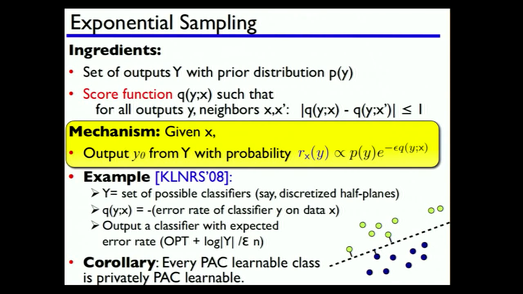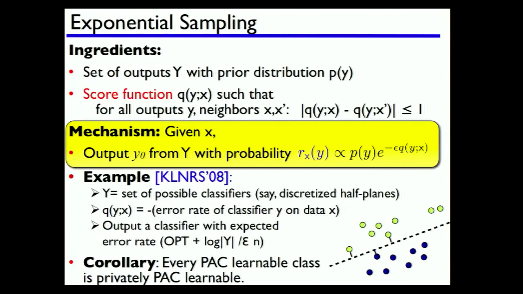And as long as I have any score function such that for neighboring data sets x and x prime, the difference in scores is at most 1. Or it just has to be bounded, because I can always renormalize the scores. And then I do this. I output an element from my set of possible outputs with probability that scales as the prior times this factor of e to the epsilon q. Sorry, there's an extra minus sign there. There shouldn't be. e to the epsilon q. So I want things with high score to come out more often.